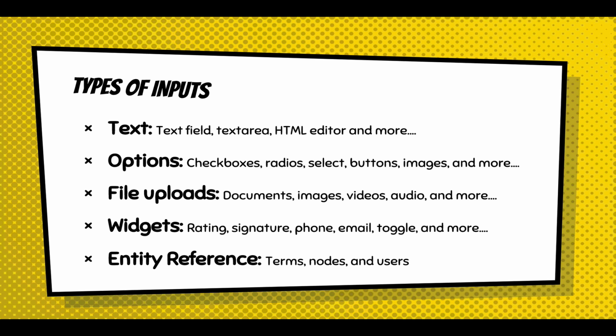Types of inputs, just to break it down, we're familiar with text fields. Options are just like select menus, radios, checkboxes, buttons, images, file uploads, and then I'm calling widgets anything that's kind of like an advanced input, like ratings or a signature. And finally, there's entity references that you want to pay attention to.